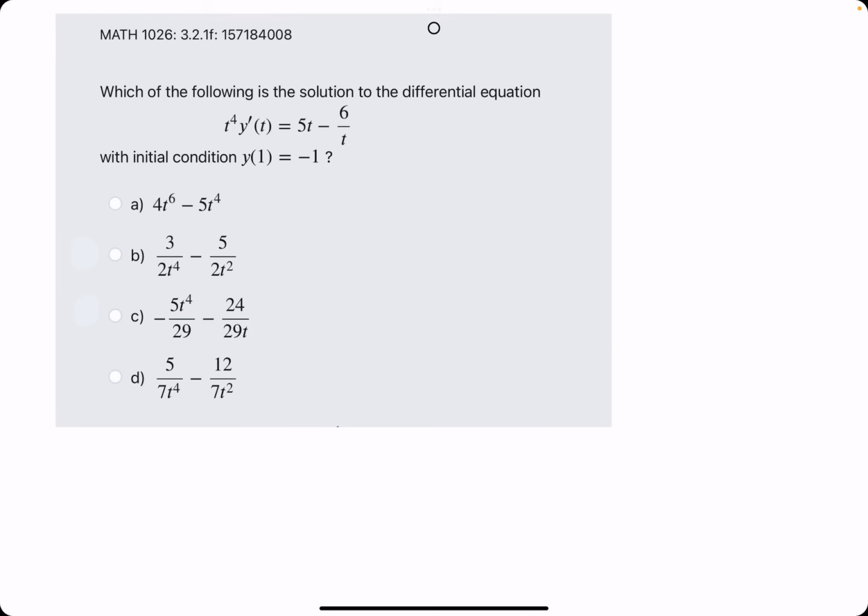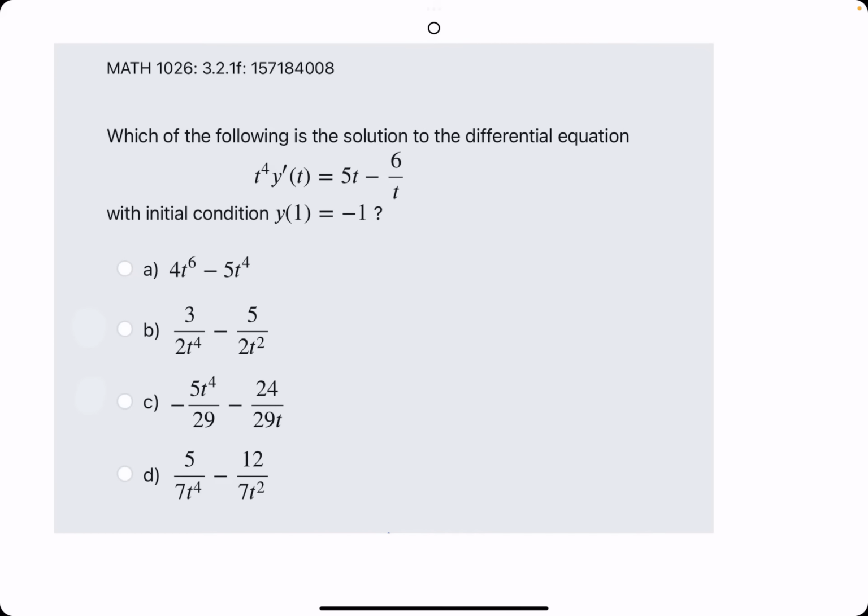This one does not have e as a part of the process. So just applying similar methods, on both sides of the equation, we can start by multiplying by t to the negative 4. Also the same thing as dividing by t to the 4th. So whichever you prefer, use whatever you want. When we multiply by t to the negative 4, it cancels with t to the 4, leaving us with just y prime.